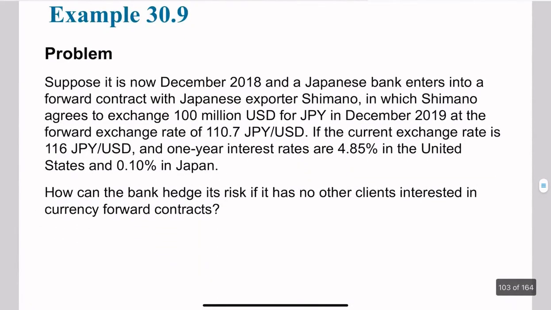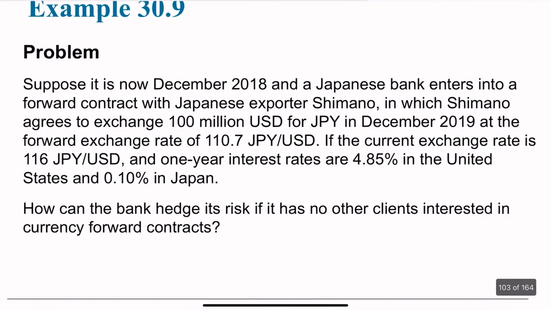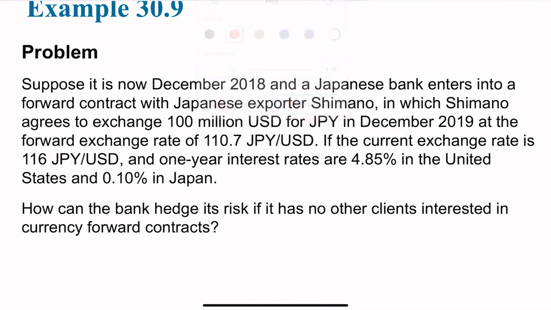Okay, so let's see this problem here. Suppose now it is December 2018 and a Japanese bank enters into a forward contract with the Japanese exporter Shimano, in which Shimano agrees to exchange 100 million USD for JPY in December 2019 at the forward exchange rate of 110.7. If the current exchange rate is 116 and 1 year interest rates are 4.85% in the US and 0.1% in Japan, how can the bank hedge its risk if it has no other firms interested in currency forward contract?